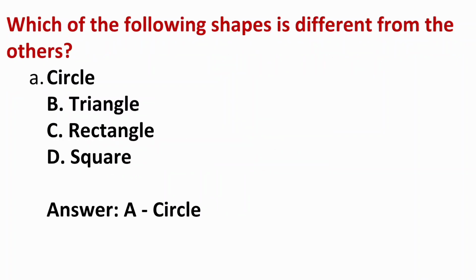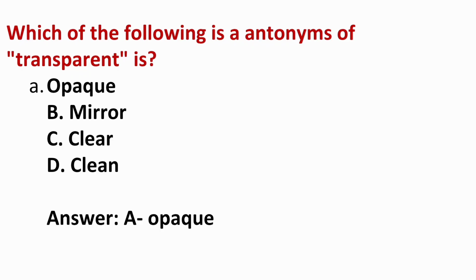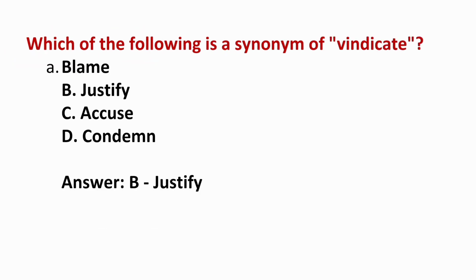Which of the following shapes is different from the others? A. Circle. B. Triangle. C. Rectangle. D. Square. Answer: A. Circle. Which of the following is the antonym of transparent? A. Opaque. B. Mirror. C. Clear. D. Clean. Answer: A. Opaque. Which of the following is a synonym of vindicate? A. Blame. B. Justify. C. Accuse. D. Condemn. Answer: B.